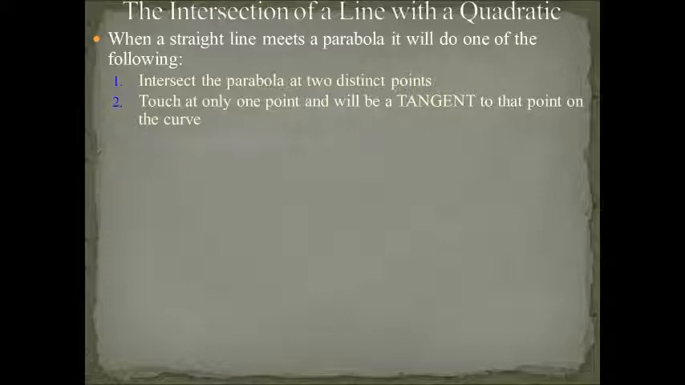The third option is that it never touches the parabola at all. So no matter what direction the parabola goes in, the straight line will either be below it or above it, depending whether you've got a min or max.